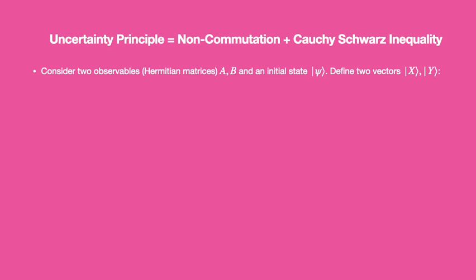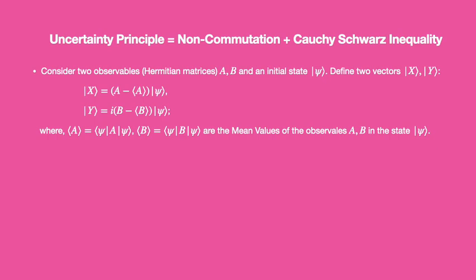So we have A and B as our two observables, and let's define two new quantum states. Ket x is A minus the expectation value of the observable A in the state psi, operating on the initial state psi to give us the new ket x. Likewise, let's define ket y as i times B minus the expectation value of B as it operates on the initial ket psi. Now remember, the expectation value of A and the expectation value of B are computed for the initial state psi.